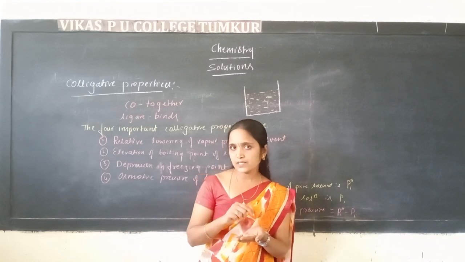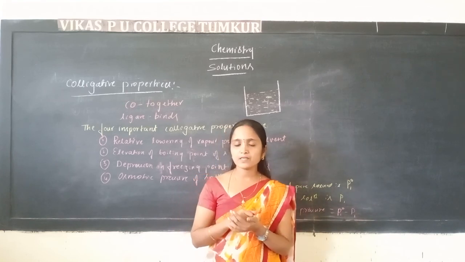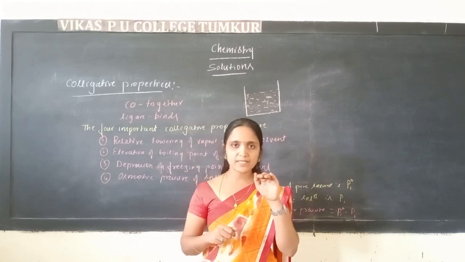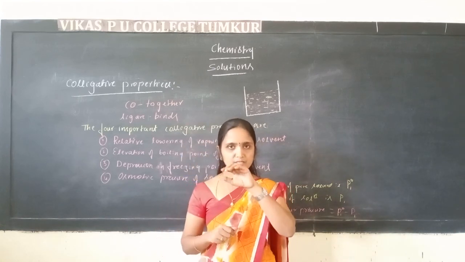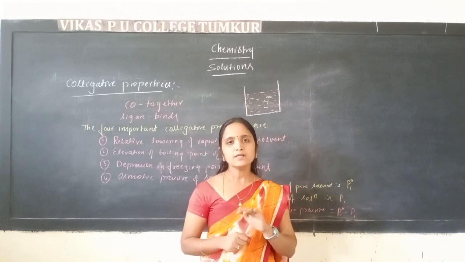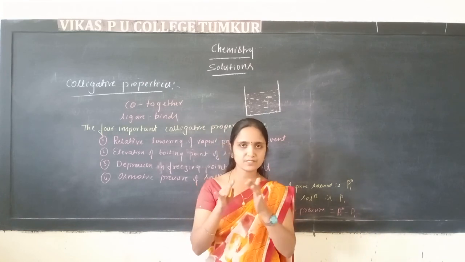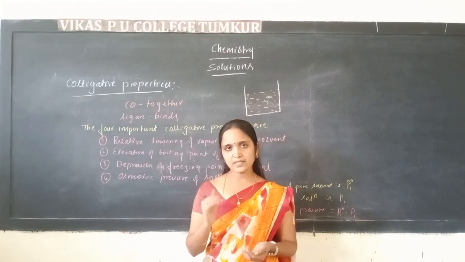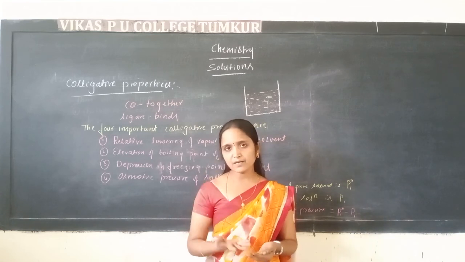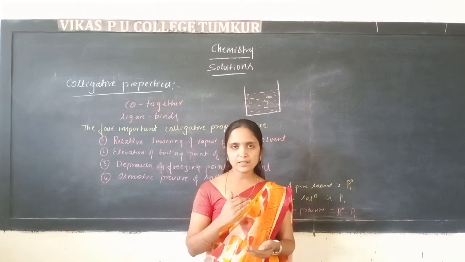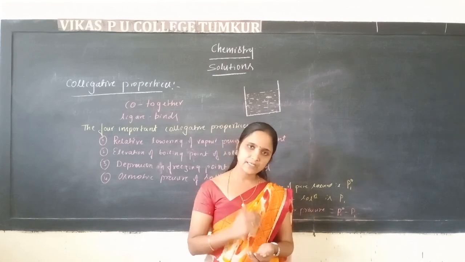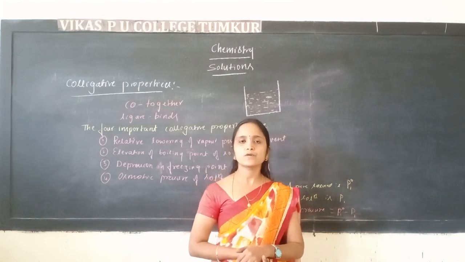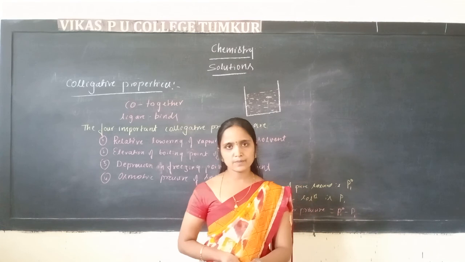When we add a non-volatile solute, the surface of the solution is going to be occupied by these solute particles. Some of the surface of the solution is occupied by the non-volatile solute particles. Then the escaping of these particles from the liquid decreases. At that time the vapor pressure also decreases. This we call lowering of vapor pressure.